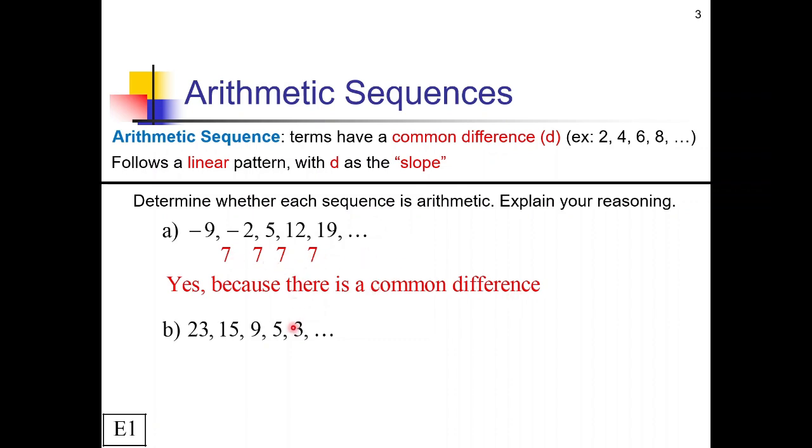All right, well, let's check out the next one. So for part B, 15 minus 23, that's going to be negative 8. And how about 9 minus 15? Well, that's negative 6. We could keep going, but already we see that there's not a common difference. So this is not an arithmetic sequence, no common difference.